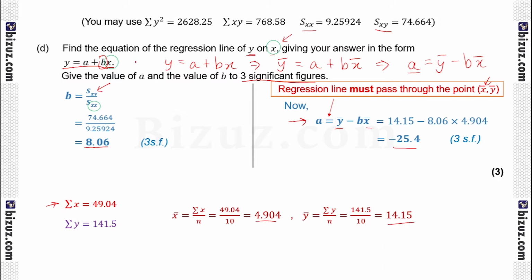All that we need to do now is, they told us to find the equation of the regression line. So we just plug the values of a and b into the equation, and doing that we get y equals negative 25.4 plus 8.06x.